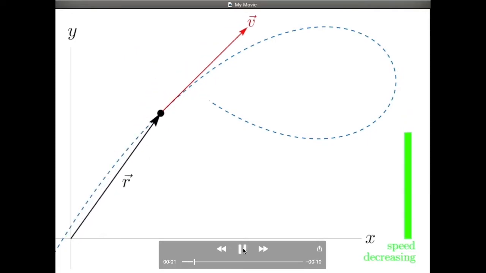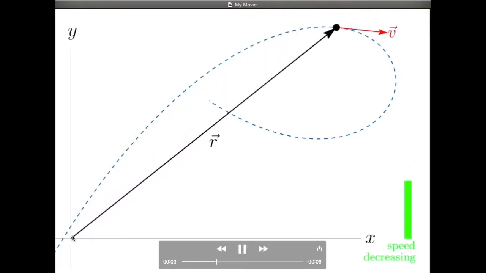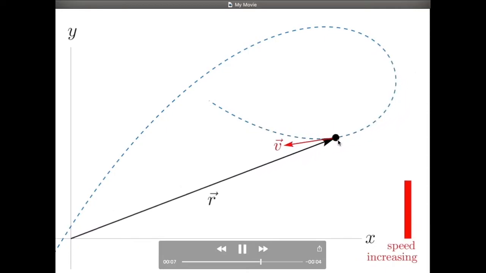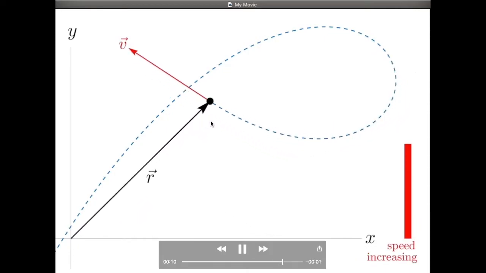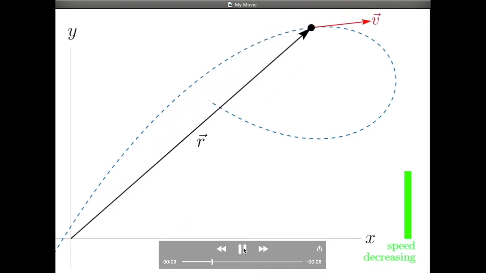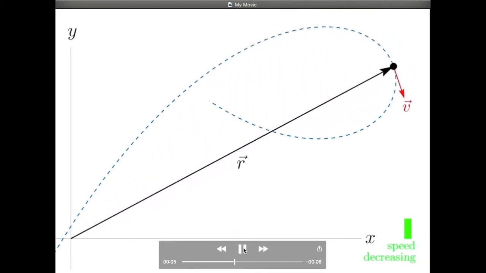The position vector r always goes from the origin to the object's location. And notice as the movie plays that the position vector traces out the object's path. It tells you the x and y location of the object.